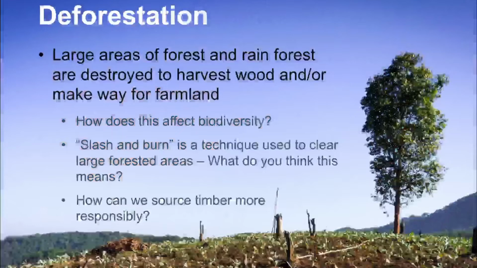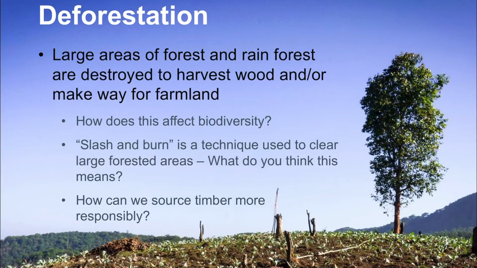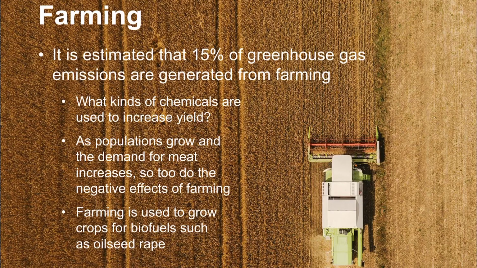Well, as I said at the start of this, CO2 scrubbing happens through trees and the removal of CO2 from our atmosphere. If we are removing trees from our planet, then we're going to have an impact on deforestation and the amount of CO2 that's there. Farming. It's estimated that 15% of greenhouse gas emissions are generated during farming. So this is through things like chemicals that they spray onto crops to increase yield, so to increase the amount of product that they are producing.